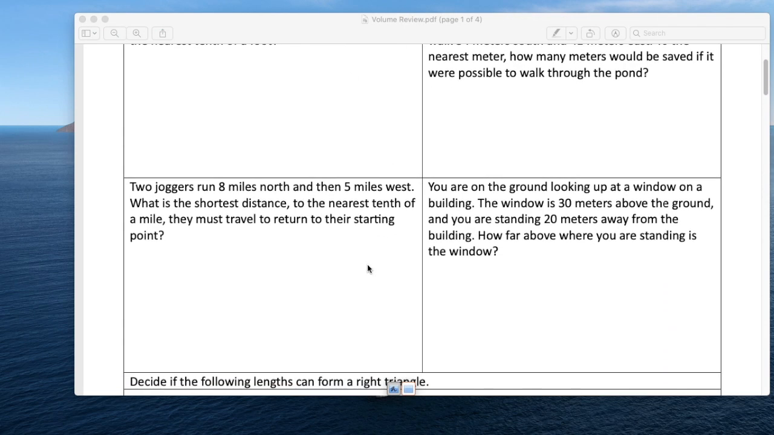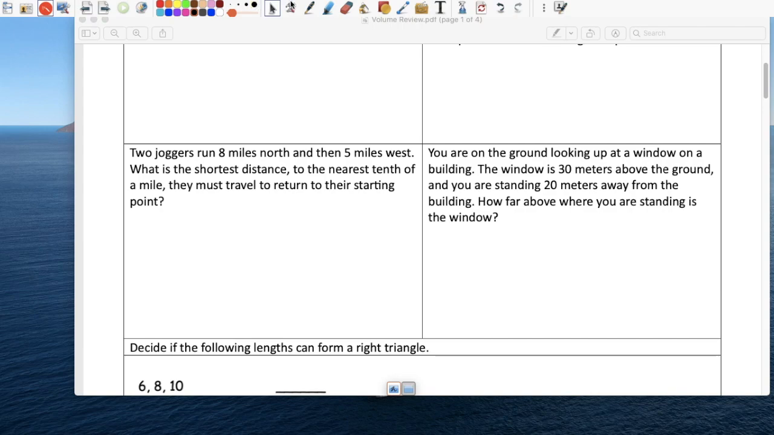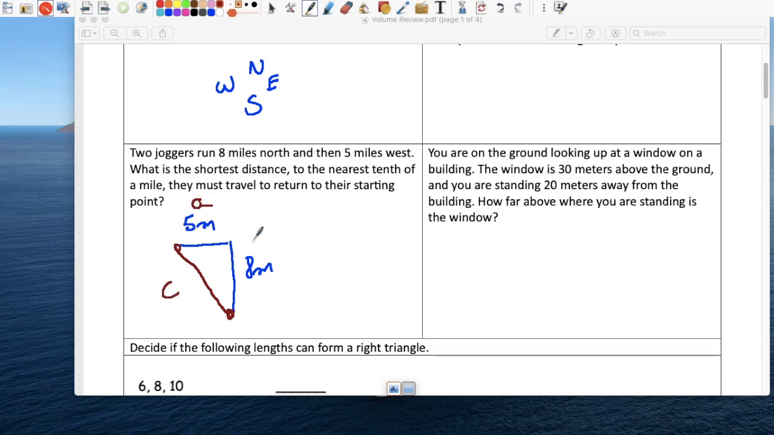Next one, two joggers. Okay, so again, just write north, south, east, west in case you forgot. So we have two joggers. They run north 8 miles, and then they go west 5. Let me start here at the bottom. Now, if they were to return and take the shortcut, the shortest distance between the 2 points, which would be this one, what would be that distance? So we're looking for C again, and call this A and B.